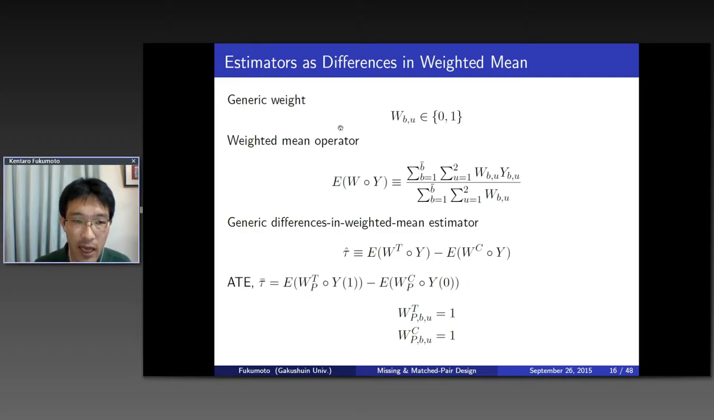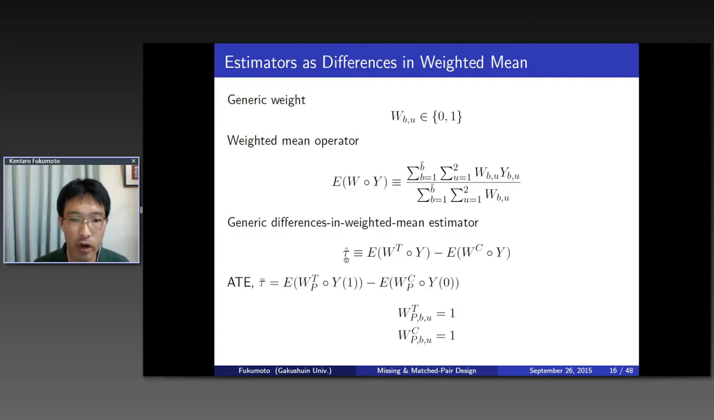Next, I formalize a few estimators as differences in weighted mean. And generic weight is denoted by W sub bu, which is either 0 or 1. And weighted mean operator is denoted by E sub W of Y. And it is defined as weighted sum of weighted outcome over sum of weight.